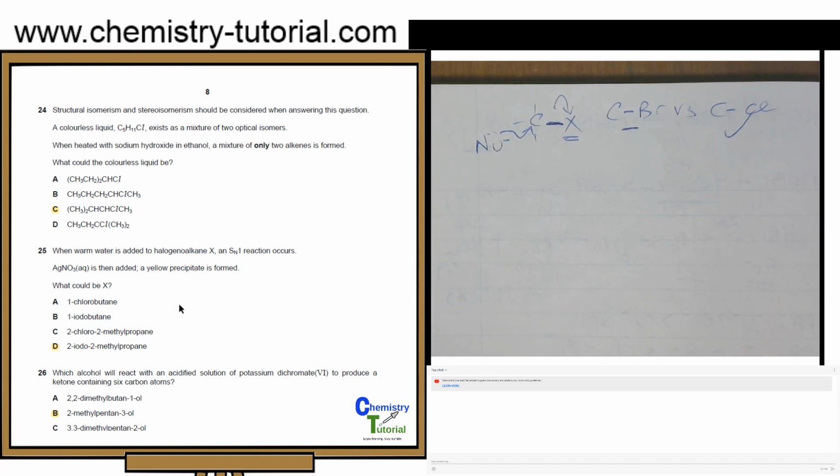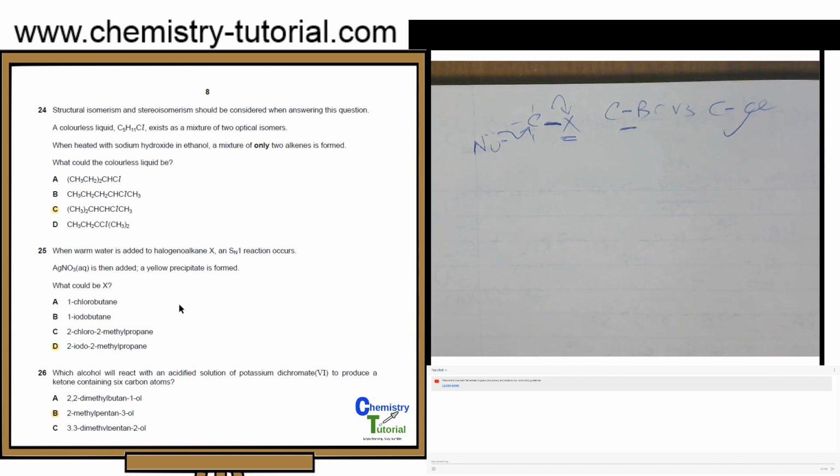Now, next one. For question 24, structural isomerism and stereoisomerism should be considered when answering this question. A colorless liquid C5H11Cl exists as a mixture of two optical isomers. When heated with sodium hydroxide in ethanol, a mixture of only two alkenes is formed. What could the colorless liquid be?